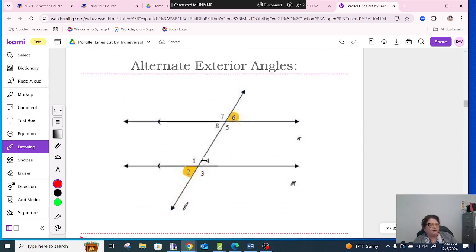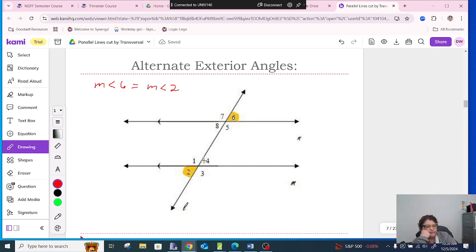What do we think of when we hear exterior of our house? The outside. See, these are on the outside. And one's going to be up and one will be down on the outside across from the transversal. These are also congruent. So the measure of angle 6 is going to be equal to the measure of angle 2.